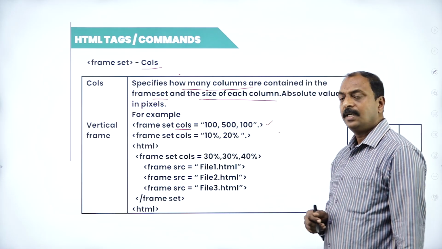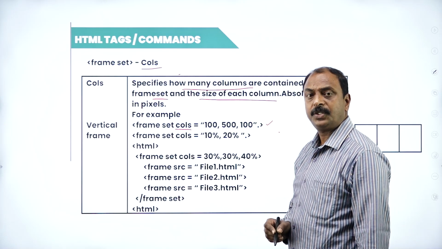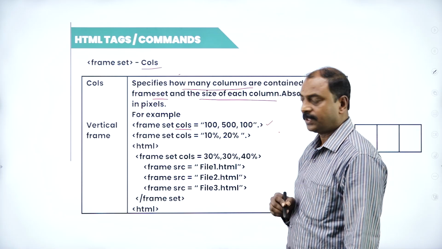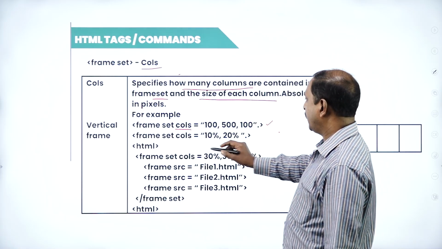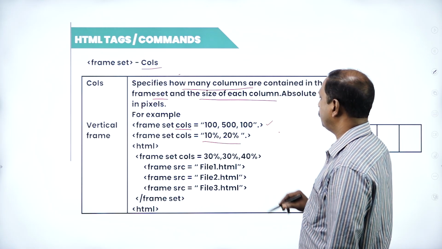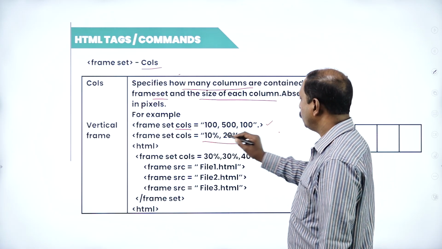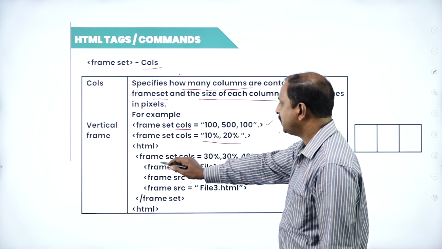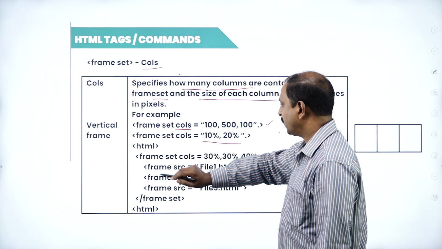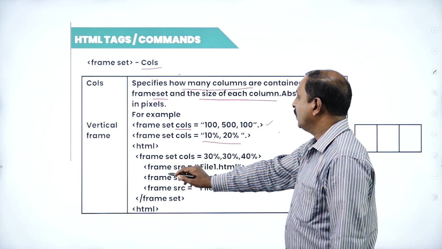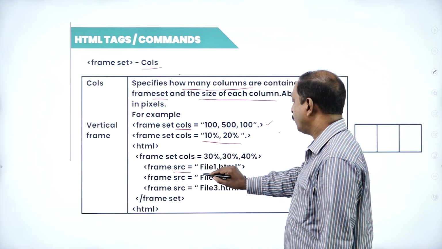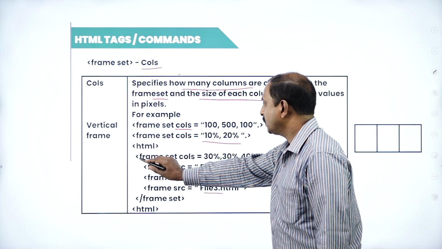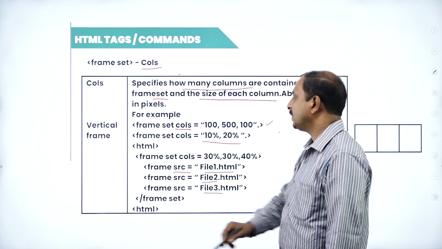So the meaning is this: the entire web page is divided by the three values here. We are going to divide it into three columns, so three sections. Again, if you look at this, it is 10%, 20%. There are two values, so here there are two columns. Now let us see the frame for this. HTML command, frameset columns. Here frame src equals file 1, file 2 and file 3, and we are closing the frameset tag and closing the HTML tag here.